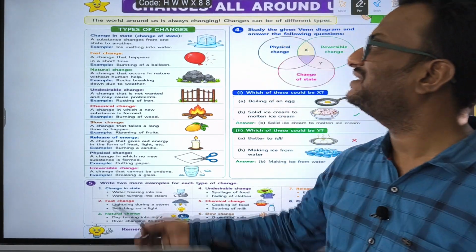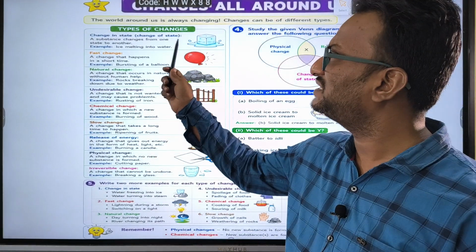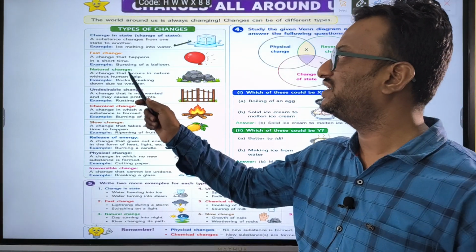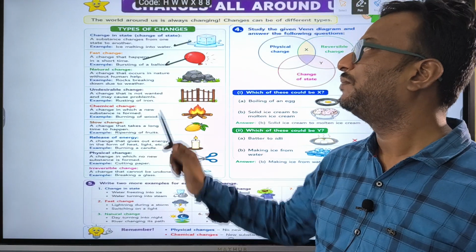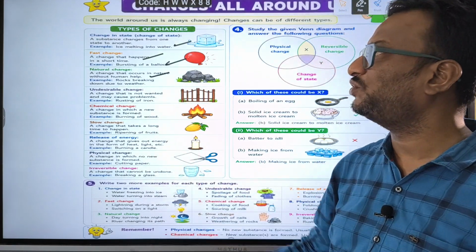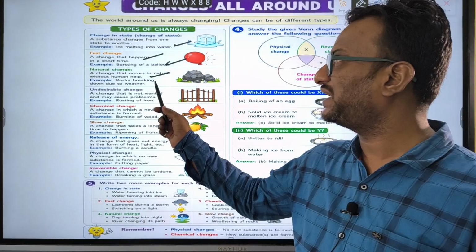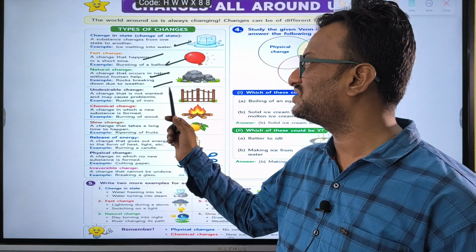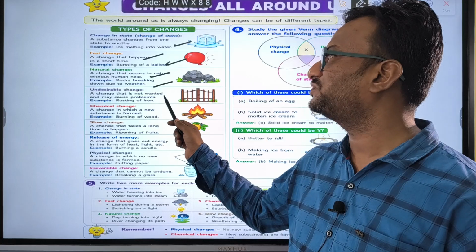Types of changes. Change in state: a substance changes from one state to another, such as ice melting into water. Fast change: a change that happens in a short time, such as bursting of a balloon. Natural change: a change that occurs in nature without human help, such as rocks breaking down due to weather. Undesirable change: a change that is not wanted and may cause problems.